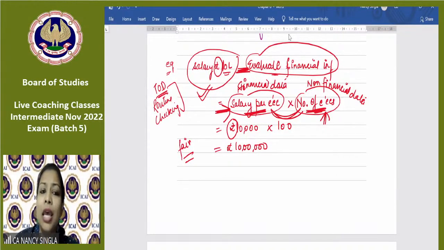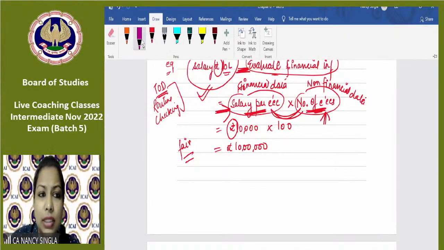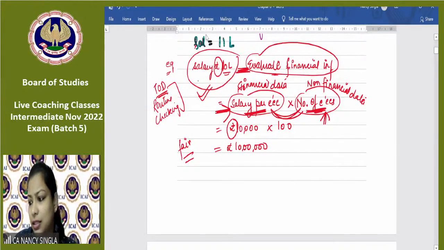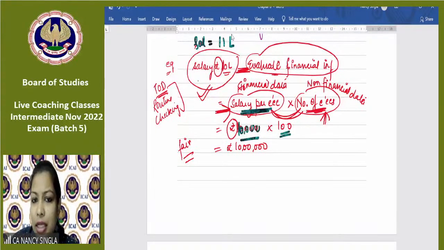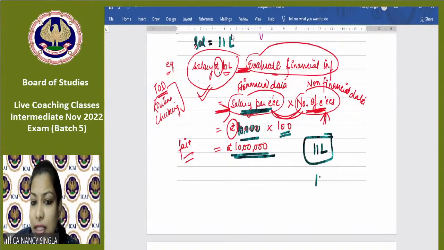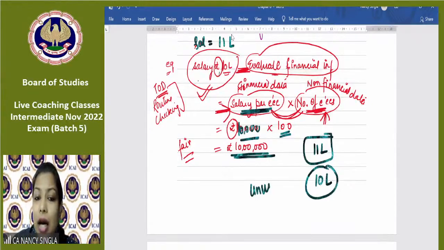Okay? Now let's say the salary which has been reflected in the books of accounts, I'm talking about another situation whereby the salary which has been shown in the P&L is rupees 11 lakhs. The auditor obtained the same data from the management that 10,000 per employee salary is there, 100 are the number of employees, and 10 lakhs comes out to be the answer. Now this 11 lakh which is shown in the P&L vis-a-vis 10 lakh which is as per the auditor's calculation is something unusual.